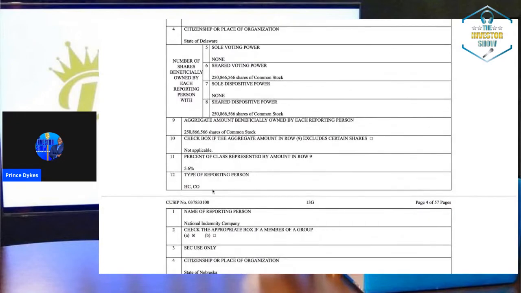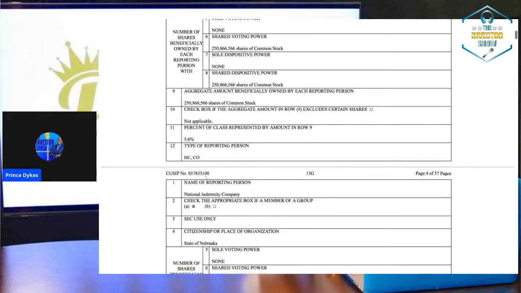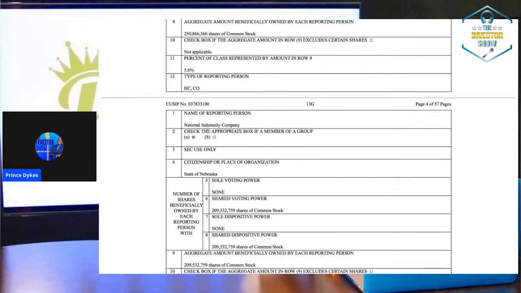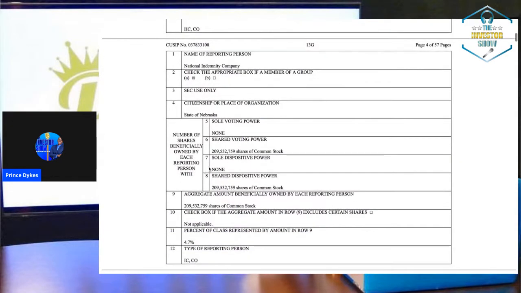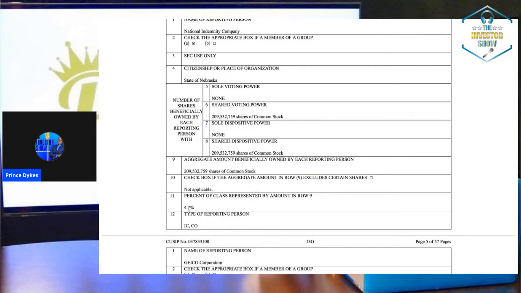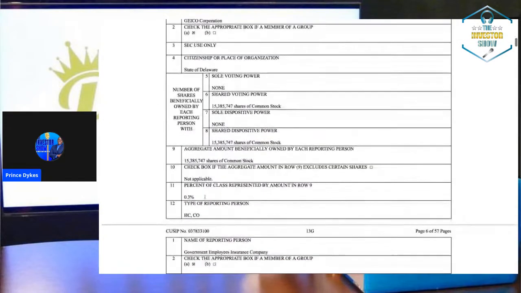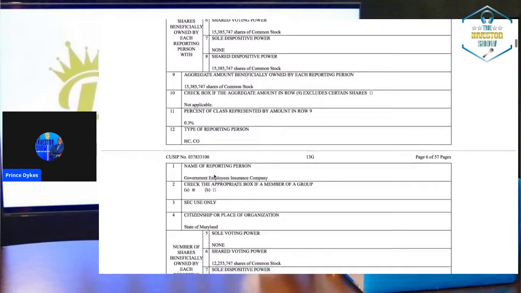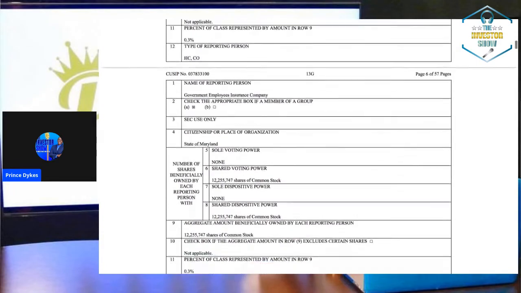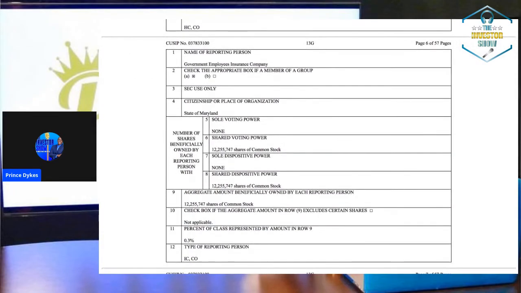Here you go. Next you have National Indemnity Company. I never heard of them. State of Nebraska. They own 209 million shares. Hopefully I'm reporting these numbers correctly. They own 4.7%, almost 5%. Then the next company is Geico. Geico owns 0.3%, right? So you look at all these different companies that own all these shares of Apple.